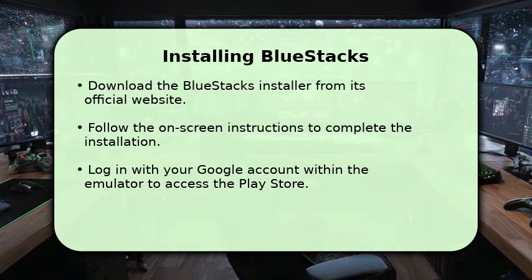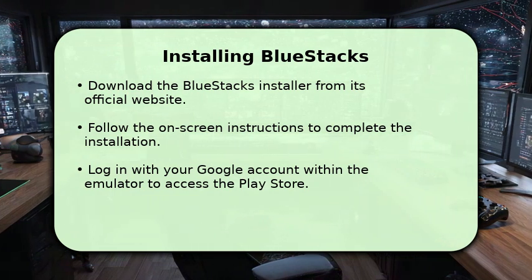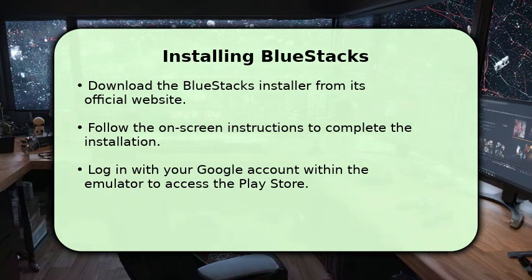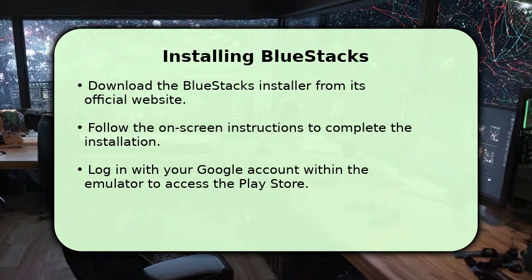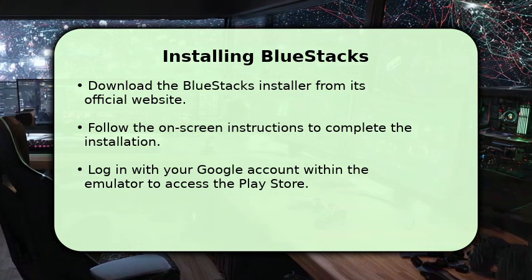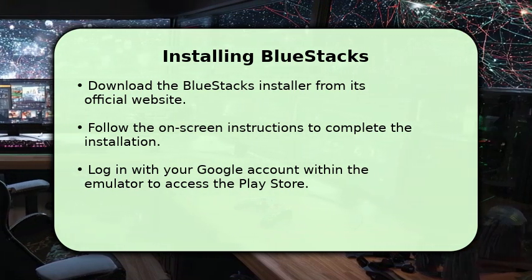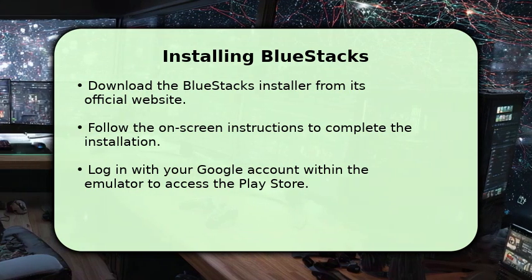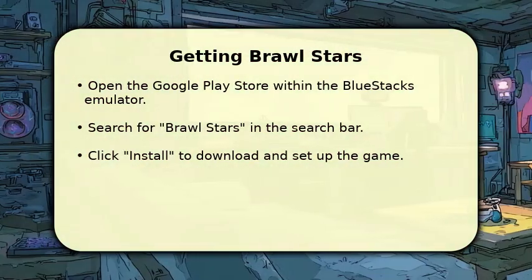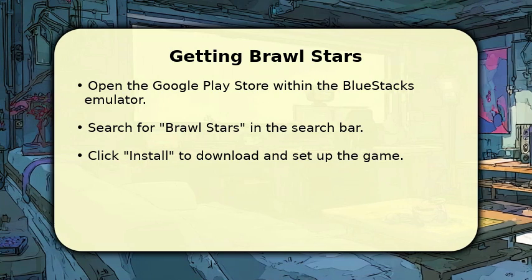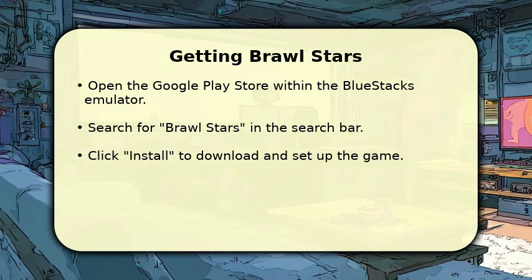After the download completes, run the installer and follow the straightforward on-screen prompts. You'll then be asked to log in with your Google account, which is essential for accessing the Google Play Store and downloading games within the emulator. With BlueStacks successfully installed and your Google account linked, open the emulator.